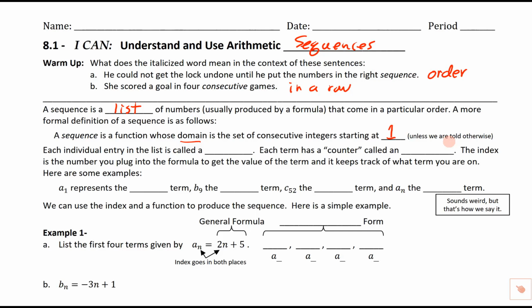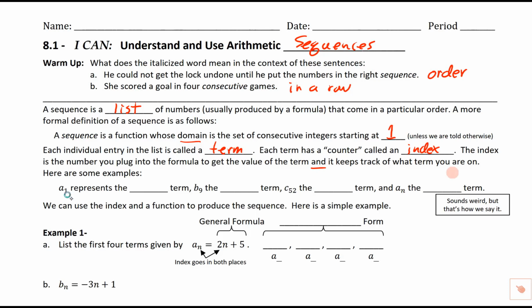Unless we're told otherwise, the first thing that we're going to plug into this little formula or this little function is a 1. Now, each individual entry in the list is called a term. So we call them terms of a sequence. And each term has a counter, and that counter is called an index. And these are going to be really important because the index tells you it's the number that you plug into the formula to get the value of the term, and it keeps track of what term you're on.